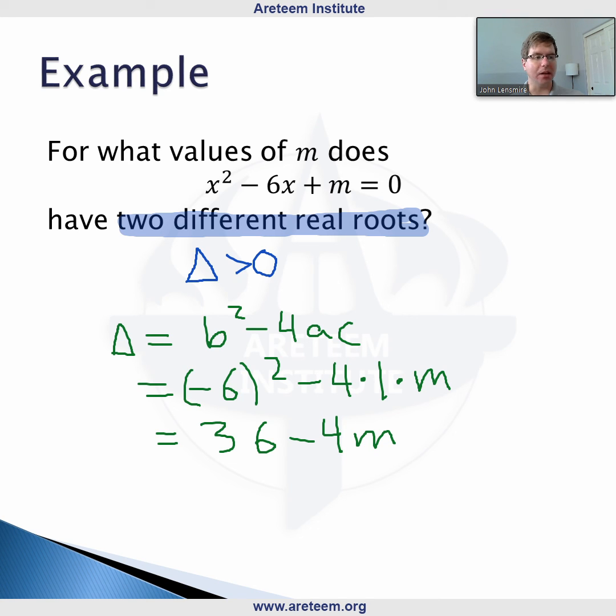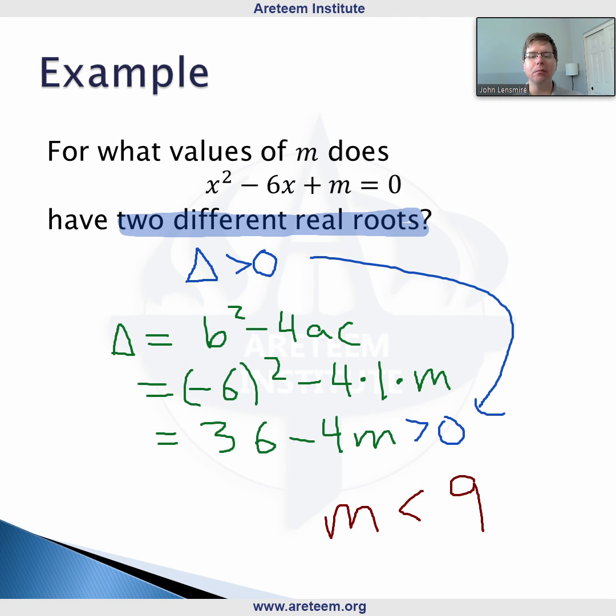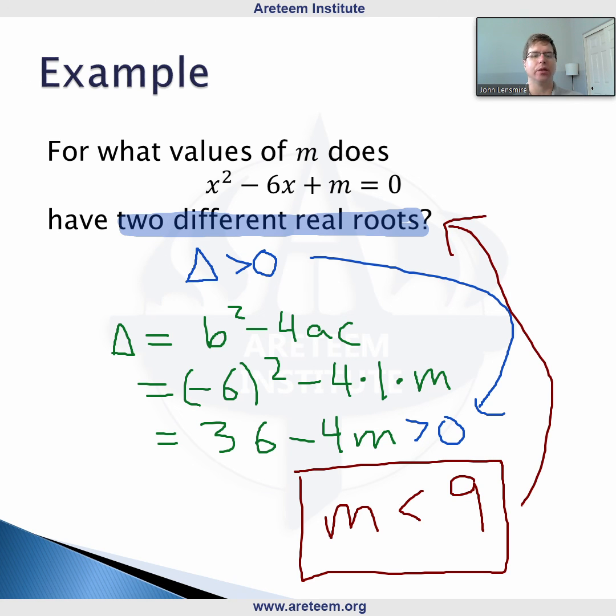But what do we want here? We want delta to be greater than 0, so 36 minus 4m needs to be greater than 0. You can add the 4m to both sides and divide by 4. I don't want to spend too much time solving the inequality, but if you solve it, you end up with m being less than 9. So as long as m is less than 9, this original equation will have two different real roots.